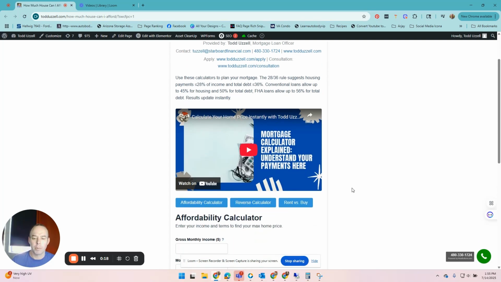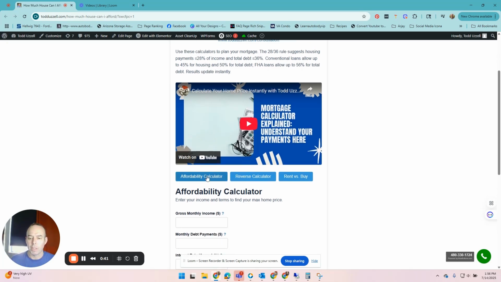So I put a couple of calculators together. One's going to show the affordability, which is how much can I afford based on what I make today. The reverse will show how much do I need in order to buy a house that's X price. And the rent versus buy will show the value of renting versus buying. And I even put another piece in there. I'll get to it, but let's start with the affordability calculator.